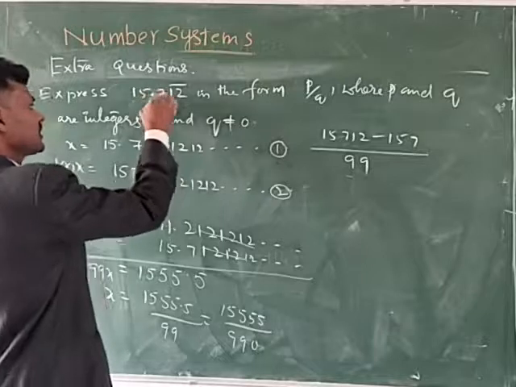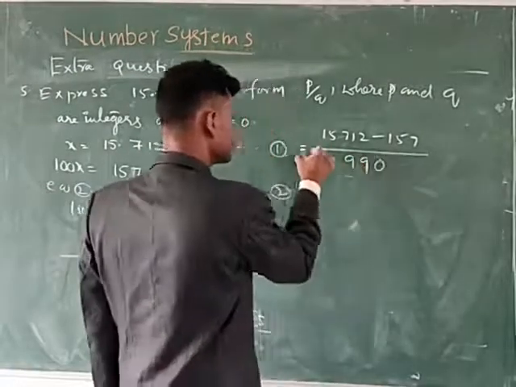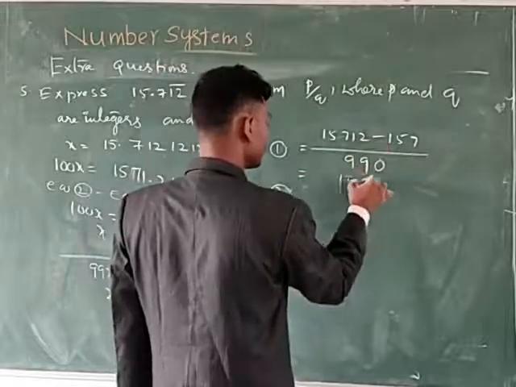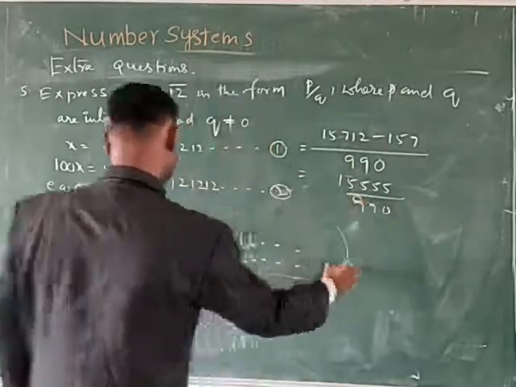After the decimal, how many digits are there? 1, then you can put here 10. This is the shortcut. Then here 15555 by 990. This is also the same answer.